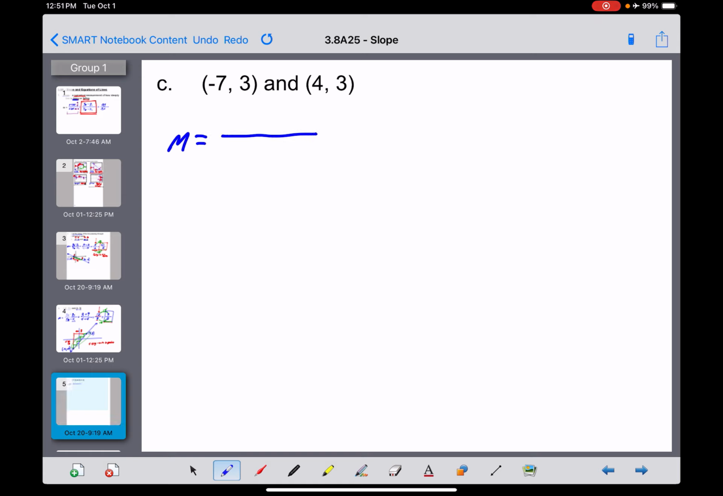So here we go, guys. Our formula is y sub 2 minus y sub 1 over x sub 2 minus x sub 1. So let's fill in what we know. y2 is 3, minus y1, which is also 3. Down on the bottom, x2 is going to be 4, and then minus -7, so that becomes plus 7. And maybe now you see what's about to happen.